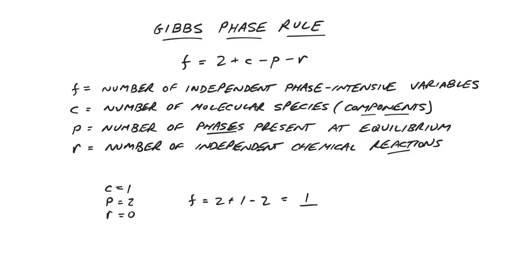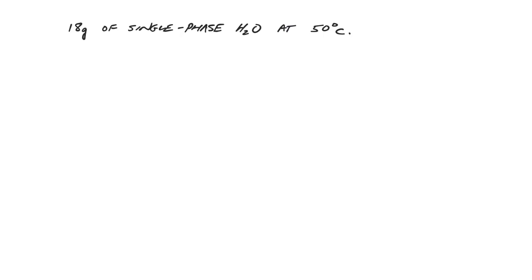To help make this a bit more concrete, let's apply Gibbs' phase rule to a few example systems and see what it can tell us about the properties we've specified in each case. The first is 18 grams of pure single-phase H2O at 50 degrees C. Here we have one phase and one component. So according to Gibbs' phase rule, we should have 2 degrees of freedom.